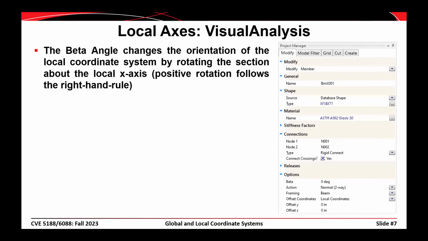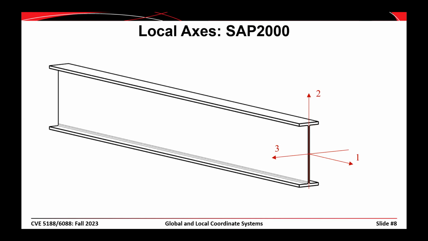And that's the beta angle that I was talking about when he asked that question. And in Visual Analysis, you set that by going to the project manager, and then you have an option down here that lets you specify that. So in SAP 2000, there are also local member coordinate systems, but they're a little bit different, and they're going to be different in just about every package you go to. That's probably one of the first things you want to look up: how does it spit out results? What's the sign convention? What's the coordinate system that it's using?